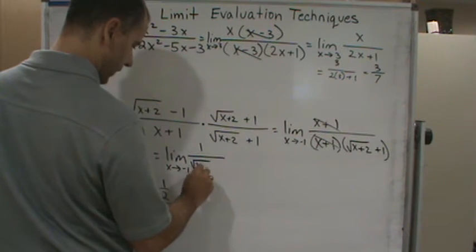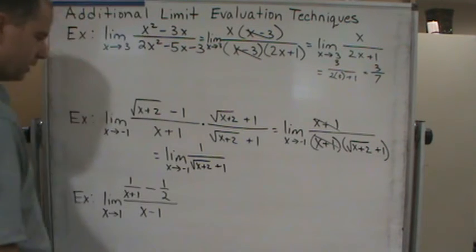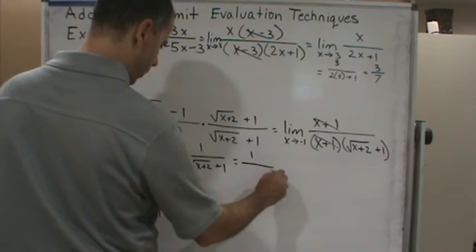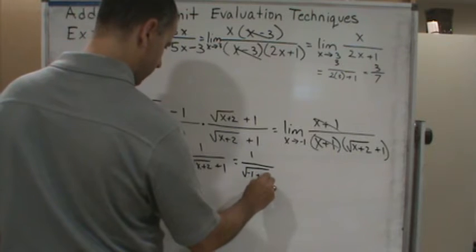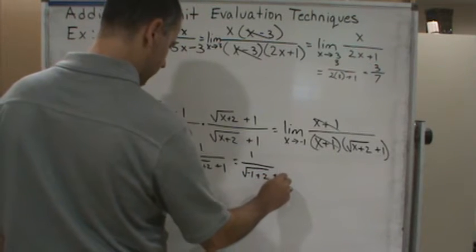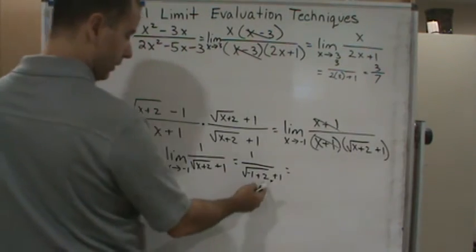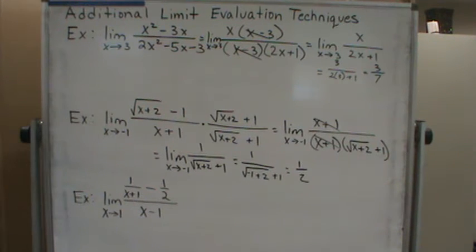the square root of x plus 2 plus 1. And now we can use the limit laws, and we will get 1 over the square root of -1 plus 2 plus 1, which is going to give us what? 1/2. And so the limit of the original expression is 1/2.